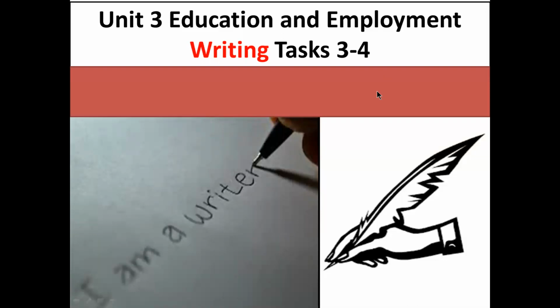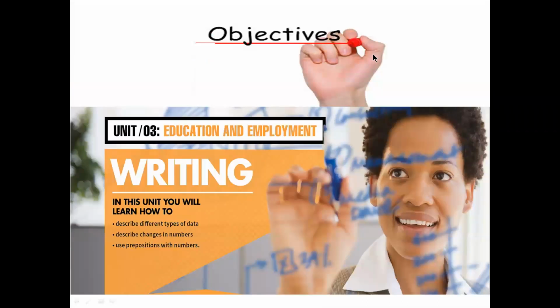In this video, we are going to do Unit 3, Education and Employment, writing tasks 3 and 4. Before that, let's take a look at the objectives. So in this unit, you will learn how to describe different types of data, describe changes in numbers, and use prepositions with numbers.